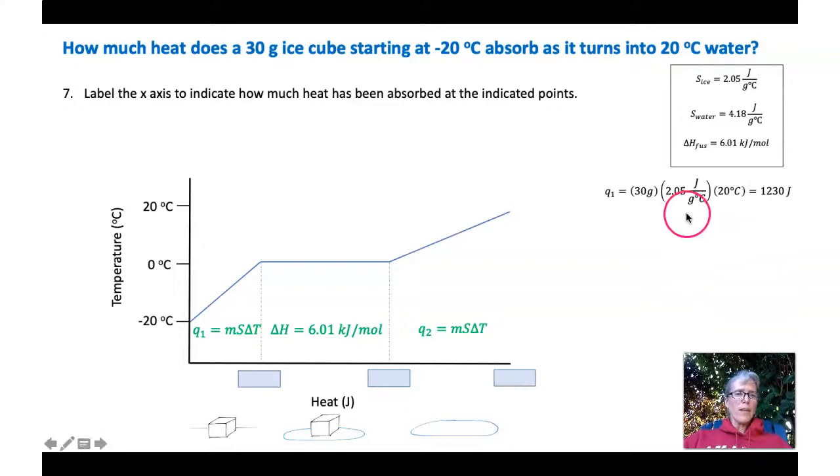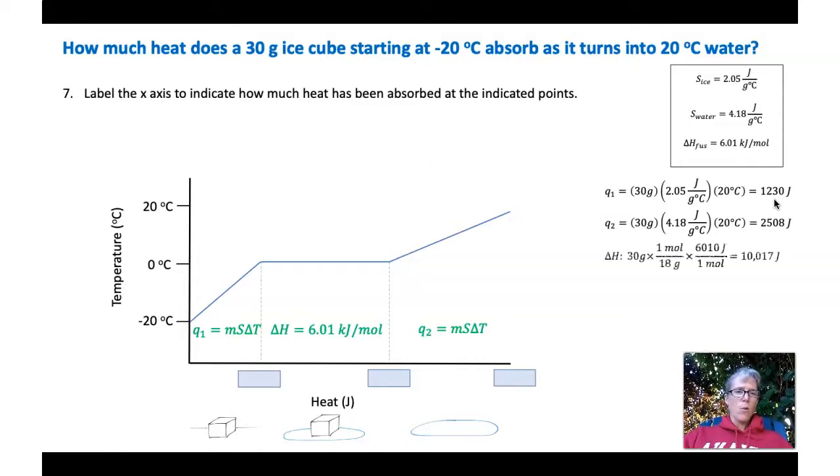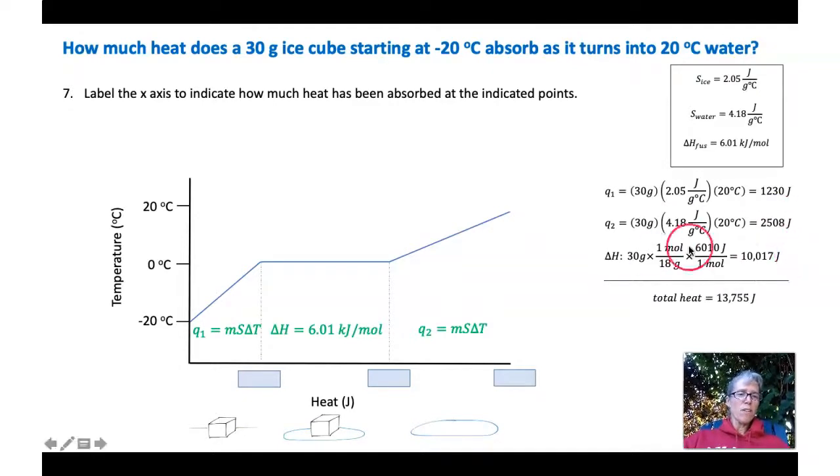So Q1 would be calculated like this. Q2 for the warming of the water is calculated like this. And then that delta H, we're going to take those 30 grams, convert it to moles, use that molar heat of fusion in joules per mole, and we get 10,017. If we add all of those up, we get 13,755, which is the total heat. That's what corresponds to this third box, 13,755.